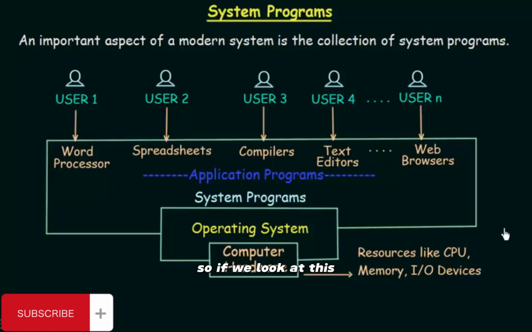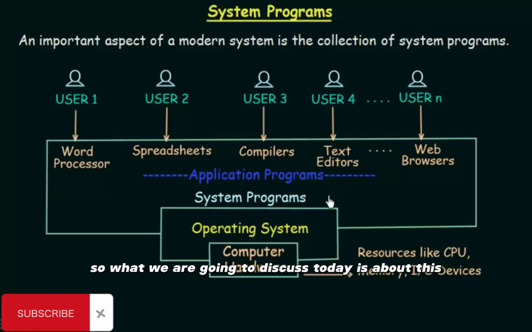If we look at this, we find that at the lowest level, we have our computer hardware, which comprises resources like the CPU, memory, and input-output devices. Just on top of that, we have the operating system. On top of the operating system, we have the system programs. And on top of the system programs, we have our application programs, like word processors, spreadsheets, compilers, text editors, web browsers, and so on. Then we have the users who are interacting with the systems.